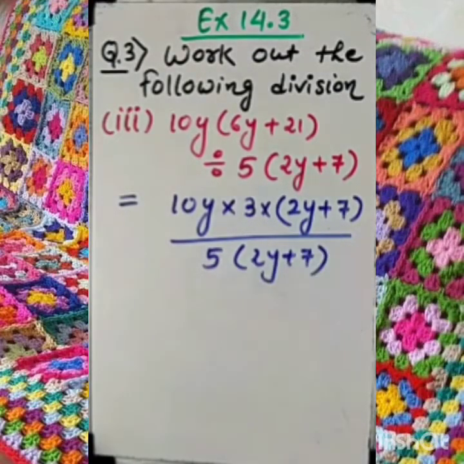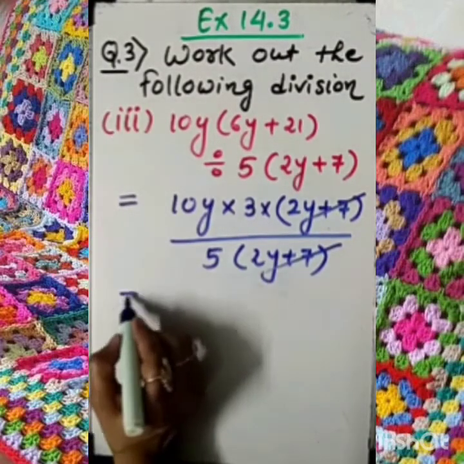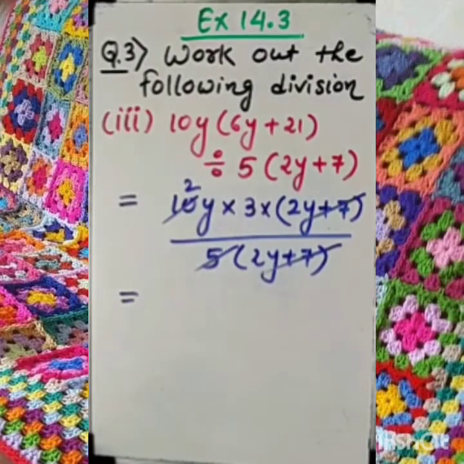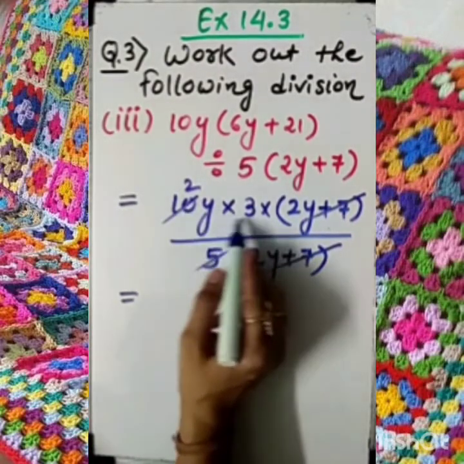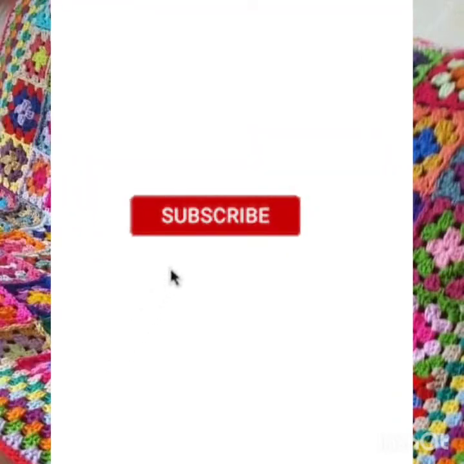Clear to you? So if I cancel this with this, then what will be left? This 5 will be cancelled with this, so it will be 2 here. So what is left now with us? 2 into y into 3, that is 2y into 3, that is 6y. So the solution of this question is 6y.